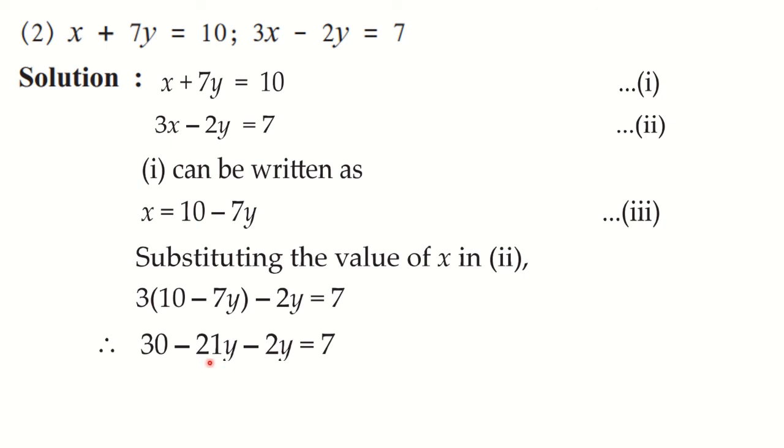How to decide? Observe the signs. If the signs are same, you are going to add the numbers. If the signs are opposite, you are going to subtract the numbers. So here you can observe that the sign is same, minus minus. So here they will get added. 21 and 2 you have to add. Okay. So the answer is 30 minus 23y is equal to 7.